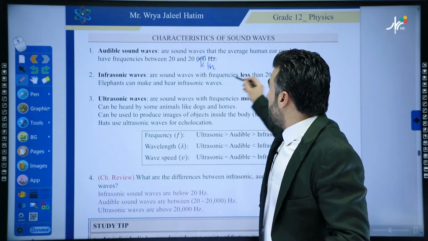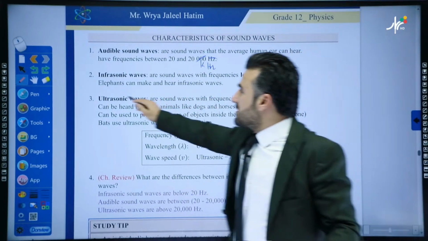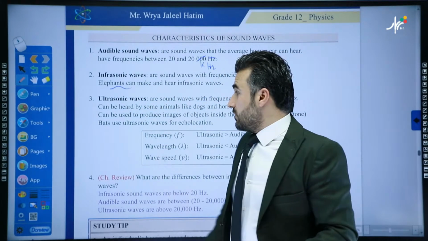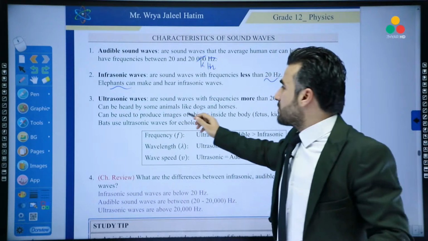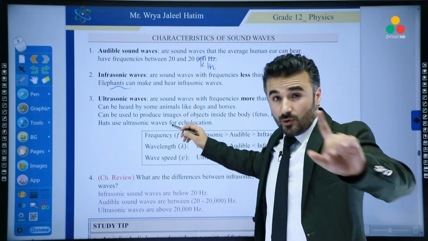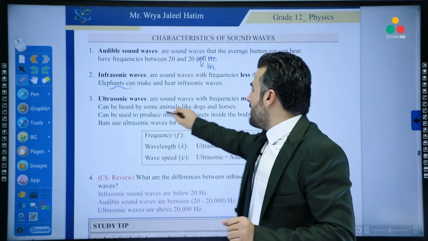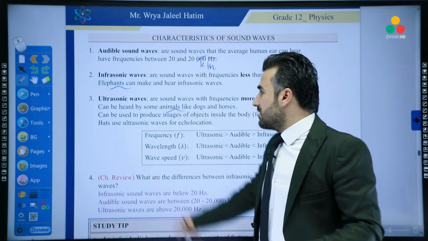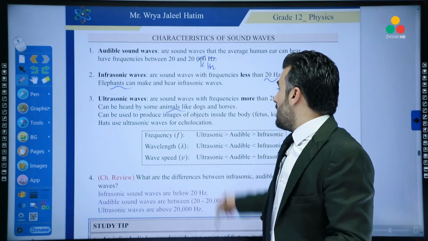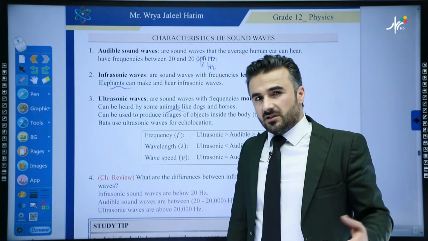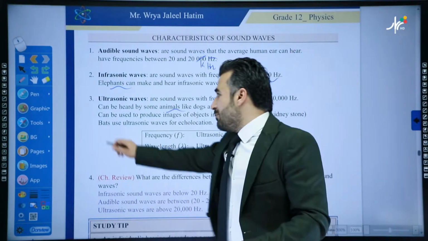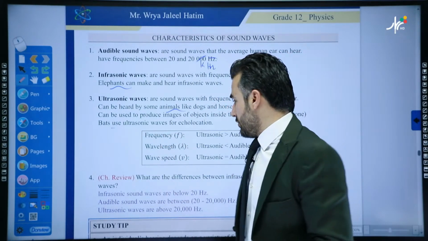Infrasonic waves are sound waves with frequencies less than 20 hertz, and you can say elephants can make and hear these sorts of sounds. Ultrasonic waves, or sound waves with frequencies higher than 20,000 hertz, can be heard by some animals like dogs and horses, and can be used to produce images of objects inside the body, like a fetus, for example, or kidney stones. Bats use ultrasonic waves for echolocation.